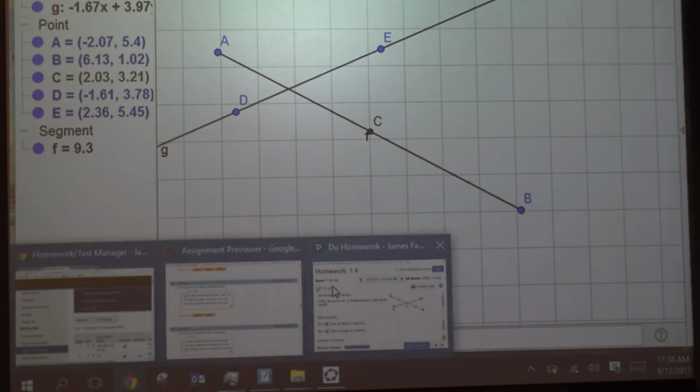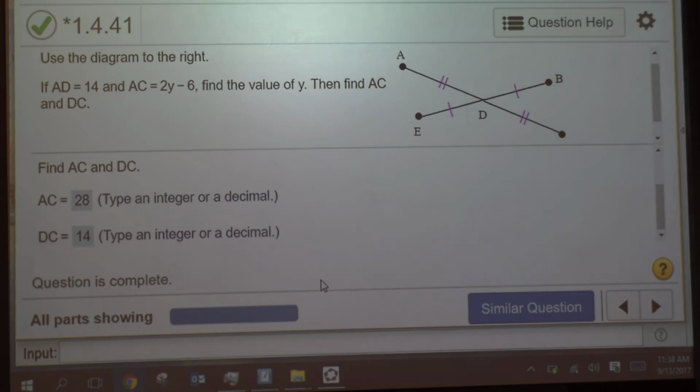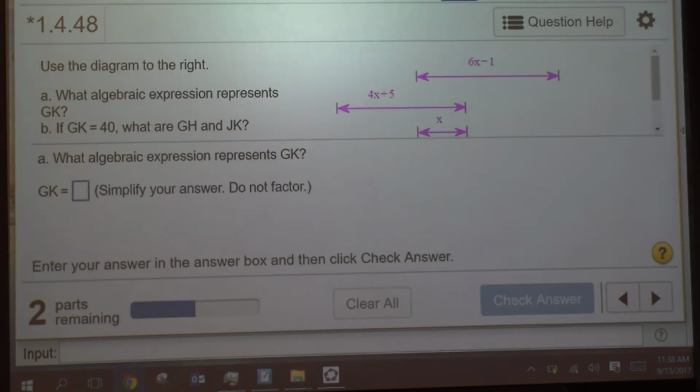Any others on here you guys want to talk about? Confused? Struggle with? We're good? On the clock hands, okay. I wasn't sure how to find it without having a picture. Okay, okay. Projector.